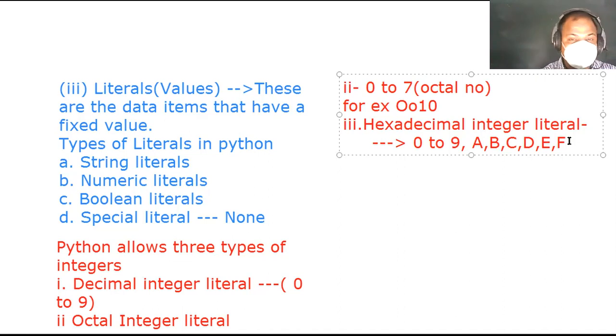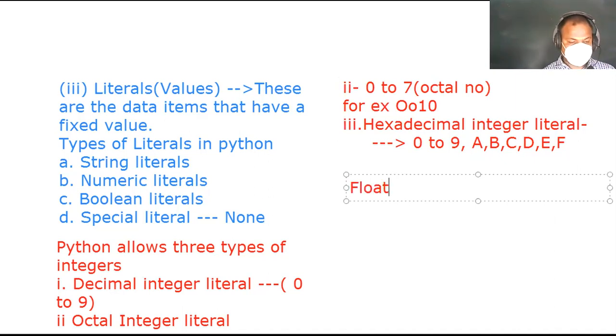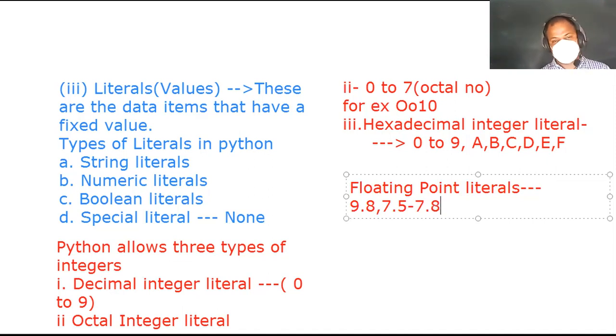This is about the types of integer, and float we have already covered. Next, floating point literals. What are they? They have two forms, fractional form and exponent form, in which they can be represented. Examples of values are 9.8, 7.75, and minus 7.98. These are examples of floating point literals.